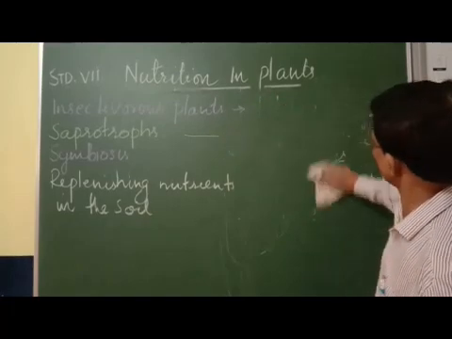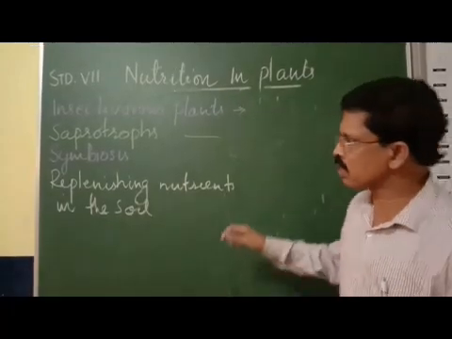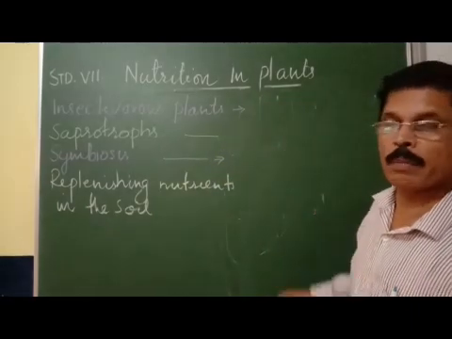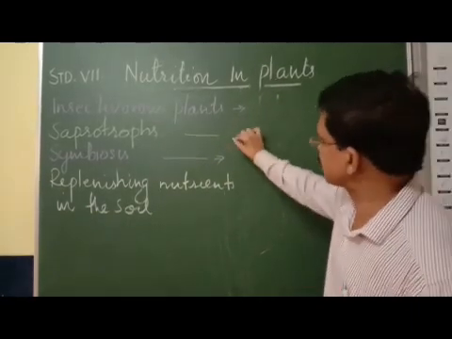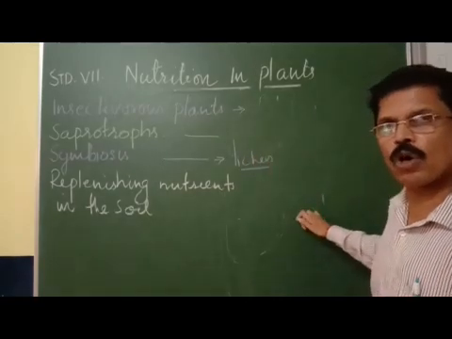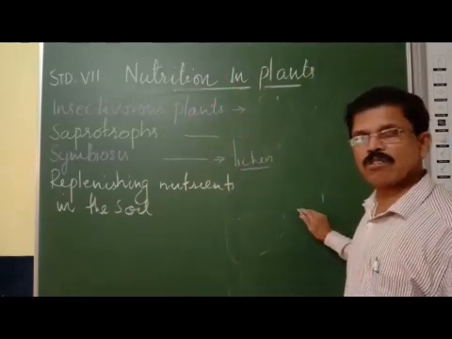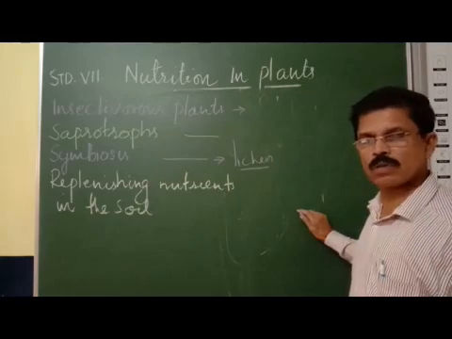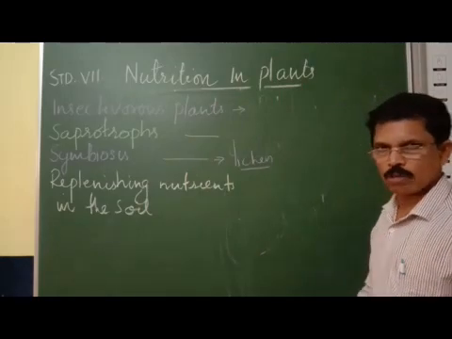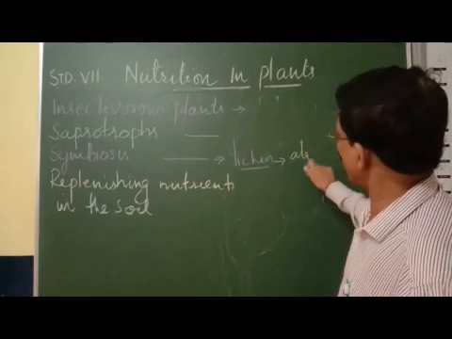Now we are going to the next subtopic, that is symbiosis. Symbiosis is a special type of heterotrophic nutrition shown by lichen. L-I-C-H-E-N. You know lichen are small plants which grow on the bark or outer surface of trees. You might have seen certain patches of whitish brown that grow on the bark of trees. So we call them lichen. Lichen contain alga and fungi.